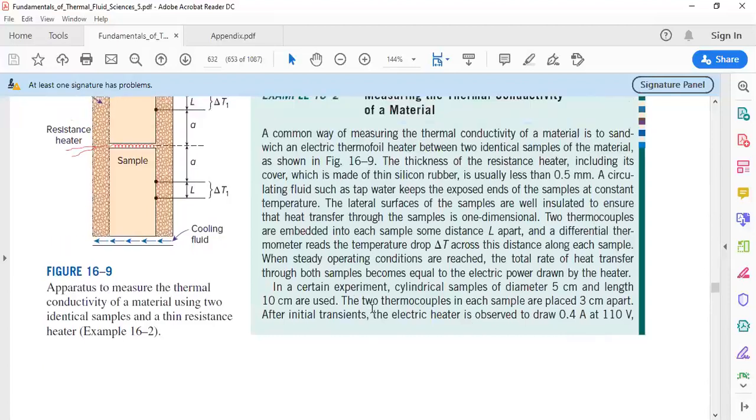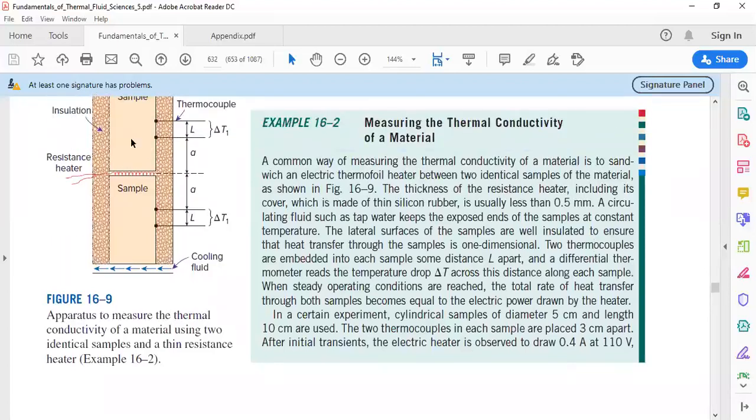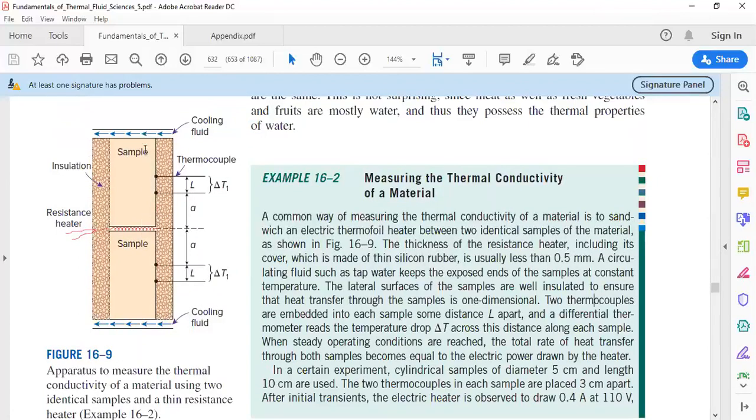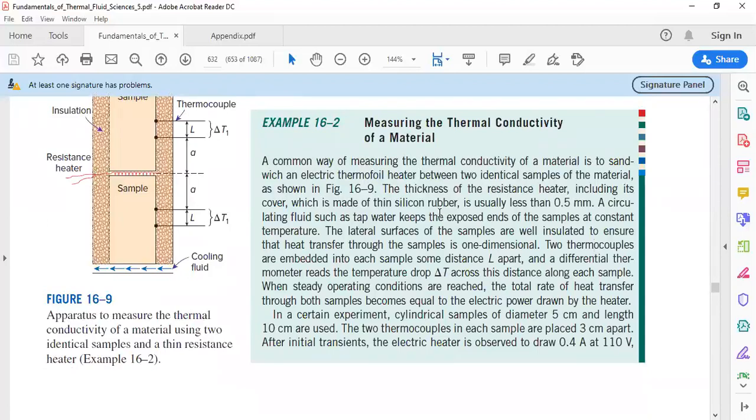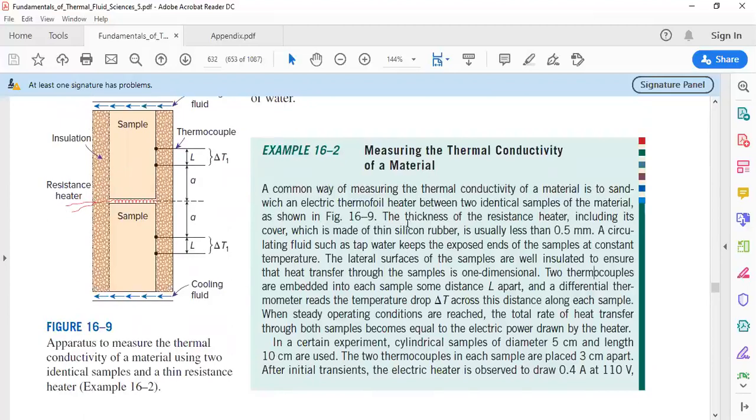In a certain experiment, cylindrical samples, so these are cylindrical in order to calculate the cross-sectional area, of diameter 5 centimeters and length 10 centimeters. This is the length and this is the diameter. And the two thermocouples in each sample are placed 3 centimeters apart, so the L is 3 centimeters.